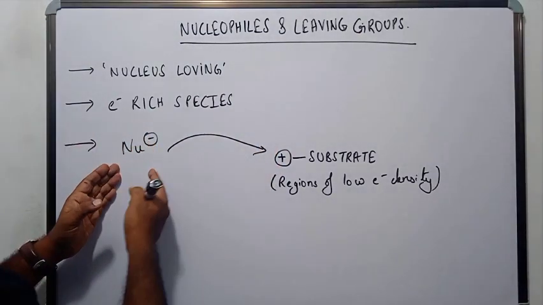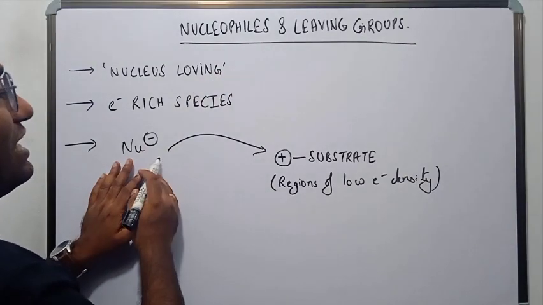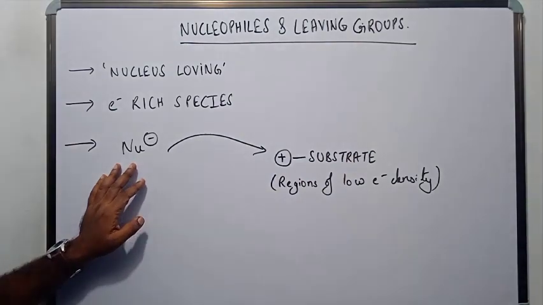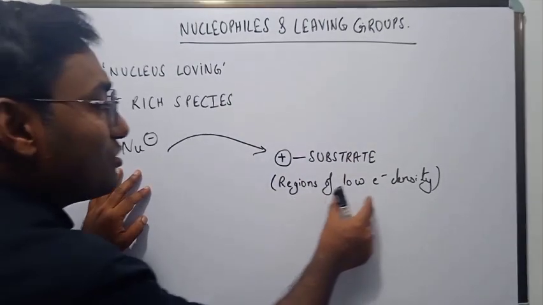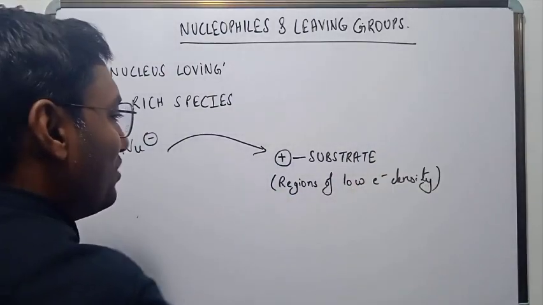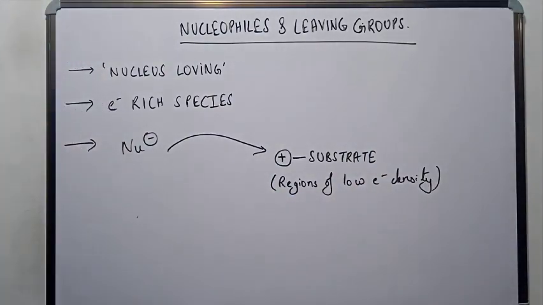And what does it do? As I already said, they attack the positive part in a substrate molecule, or they attack regions of low electron density. So these are the 3 points on nucleophiles.